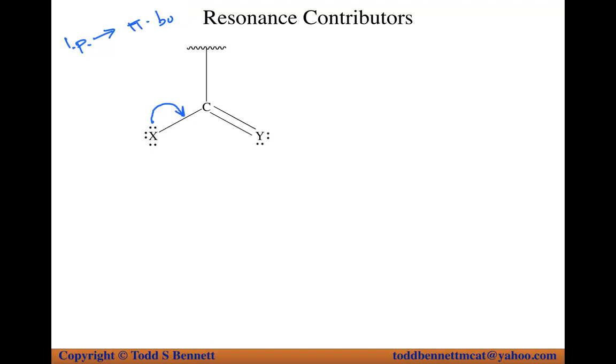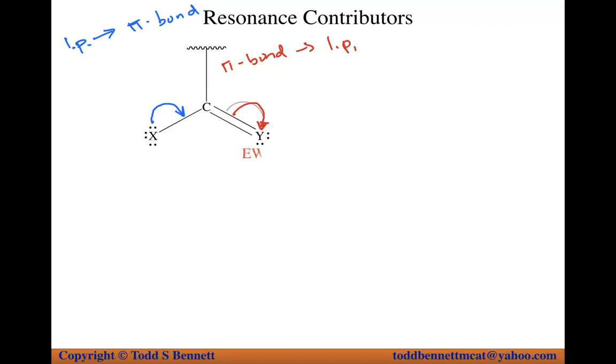Which means on the other end, I have to undo what I did. So a pi bond has to turn into a lone pair. So this pi bond, I'm going to start in the middle. It's going to end up on the Y as a lone pair. So in that case, a pi bond is turning into a lone pair. This is pretty much it for resonance. As long as you can recognize that, we're set.